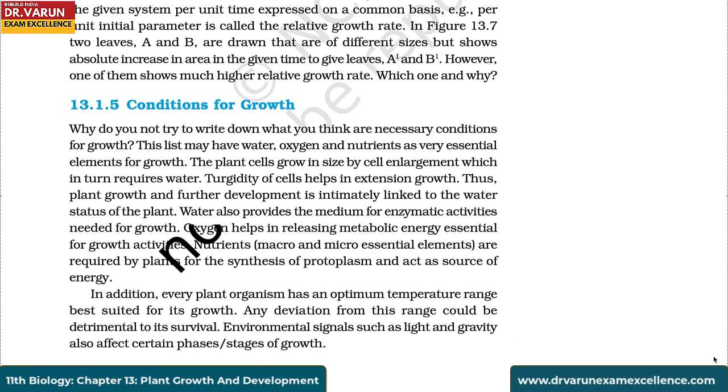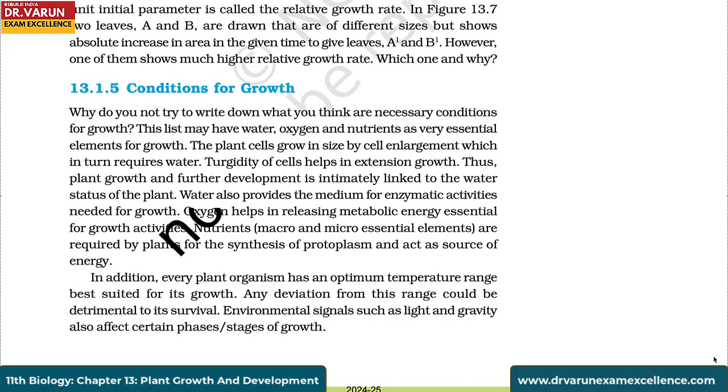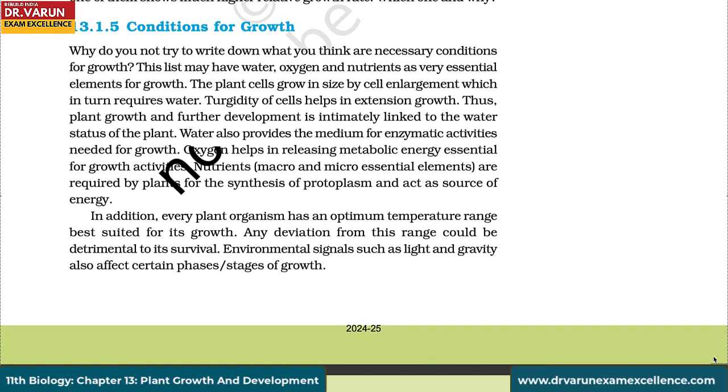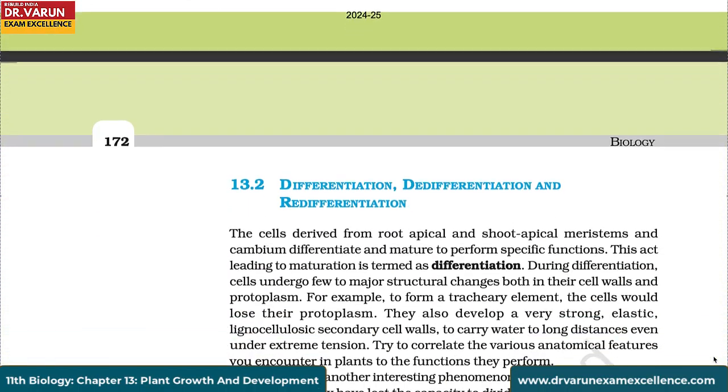Oxygen helps in releasing metabolic energy essential for growth activities. Nutrients, macro and micro essential elements, are required by plants for the synthesis of protoplasm and act as source of energy. In addition, every plant organism has an optimum temperature range best suited for its growth. Any deviation from this range could be detrimental to its survival. Environmental signals such as light and gravity also affect certain phases or stages of growth.